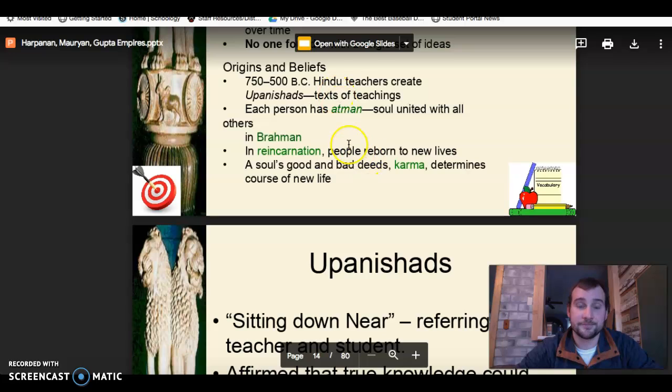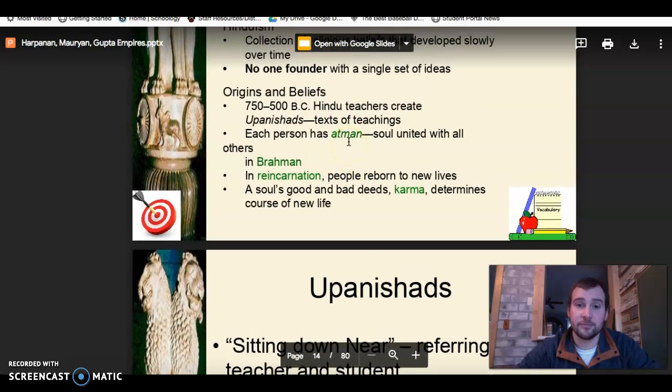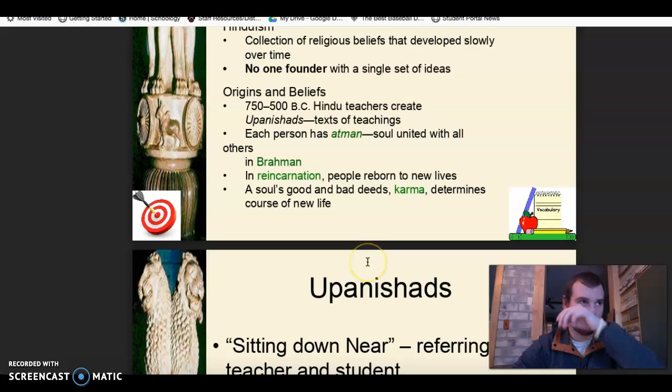So in Hinduism, I'm just going to read from the slide here, and I'll give my thoughts. Each person has an Atman, okay? It's a soul that's united with all others. So we each have a soul. It's all connected. Now that soul is going to go through a period of reincarnation. So whenever you die, you don't go to heaven or hell. You just get reborn again.